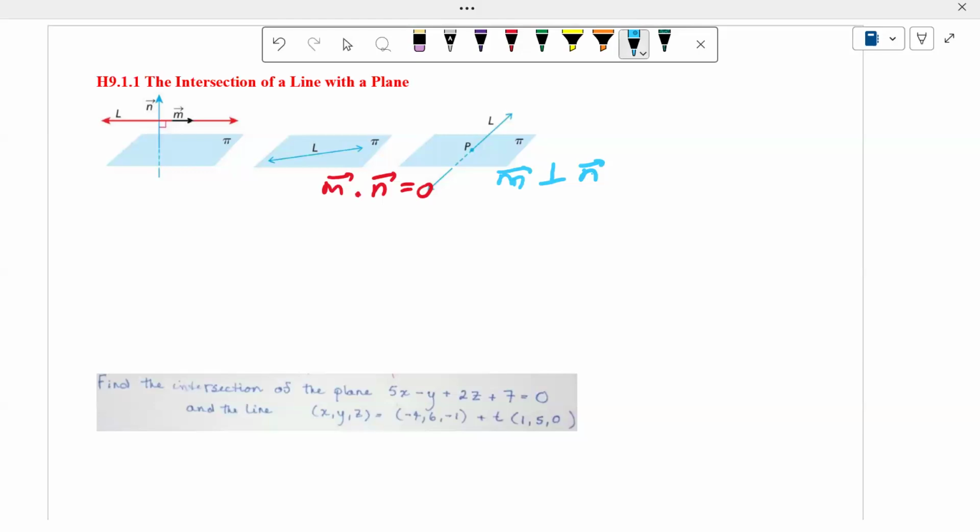All right, if this is the case, if this is yes, then we're going to have the line parallel to the plane. So what does that mean? That means you have to find T. You substitute the parametric equations of the line into the plane.